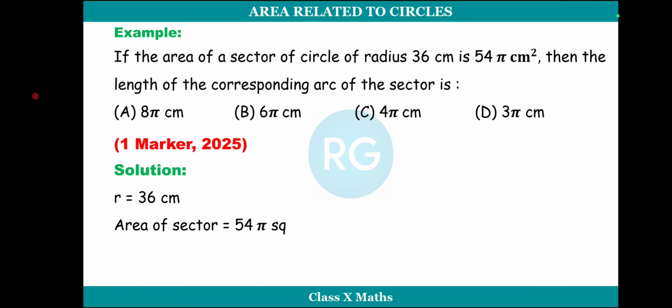As I told you, just jot down what is given. So I have done that. R equals 36, area of sector is 54 pi. Now in these types of questions, I'll be sharing a very good trick in which the question will be solved in a jiffy. So what do we have to do? I basically have to find theta, right?